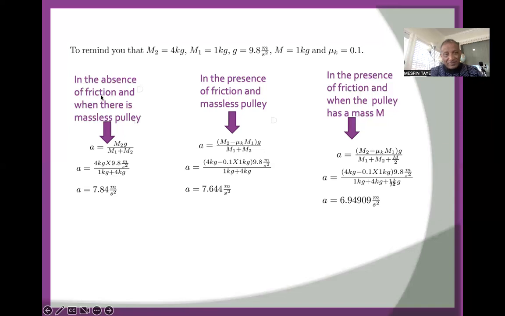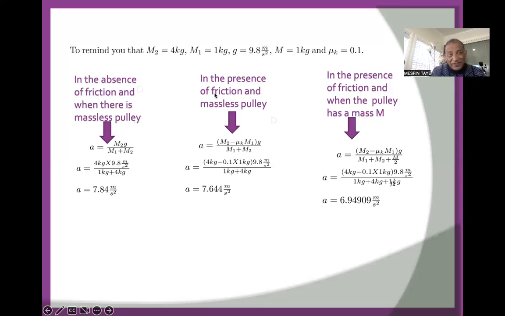In the absence of friction, and when the pulley is massless, I got this in the first discussion. M2 is 4 kilograms, gravity is 9.8, M1 is 1 kilogram. If you do the algebra, it's going to be 7.84 meters per second squared.